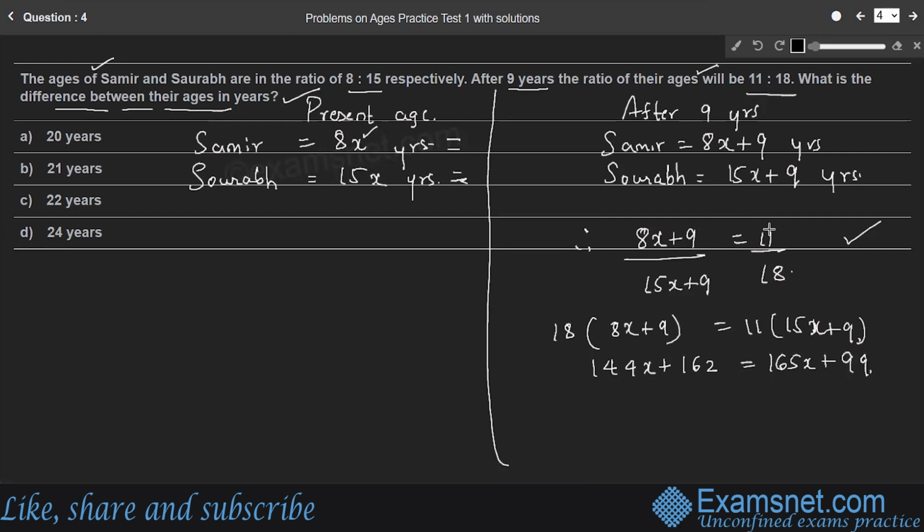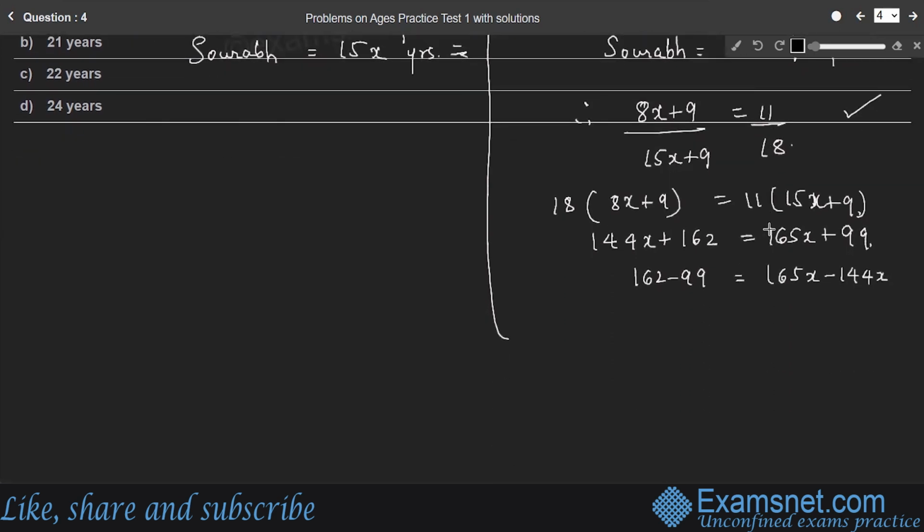So we'll simplify. 162 minus 99 is equal to 165x minus 144x. So 162 minus 99 is 63, which is equal to 21x. Therefore, the value of x is 63 by 21, which is 3. The value of x is 3.